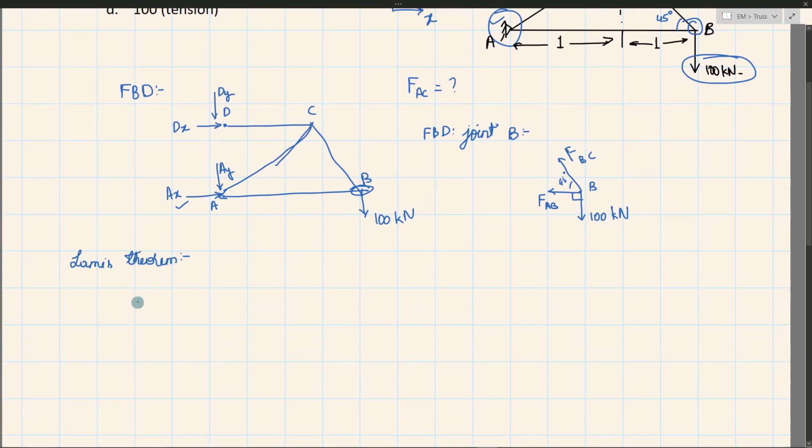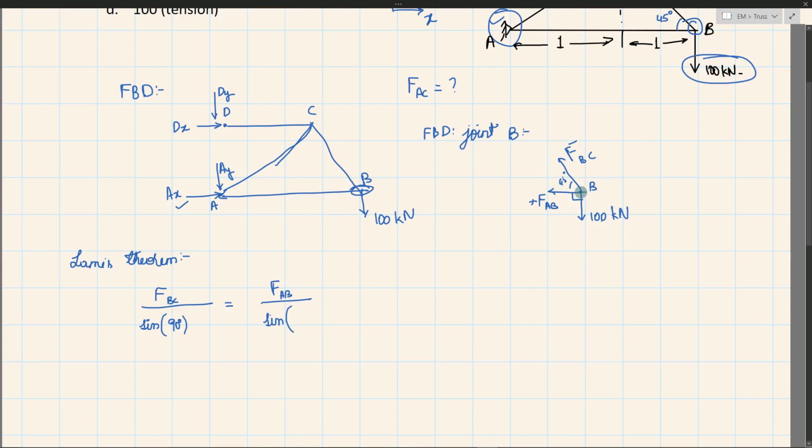So according to Lami's theorem, what does it say? I will be writing first force FBC divided by sine of the angle between the other two forces. If I am considering FBC, the other two forces are FAB and 100 kilonewton. The angle between those two is 90 degree, right? That will be equal to the next force, FAB divided by sine of the angle between the other two.